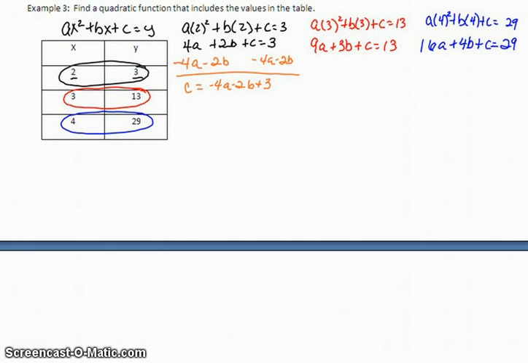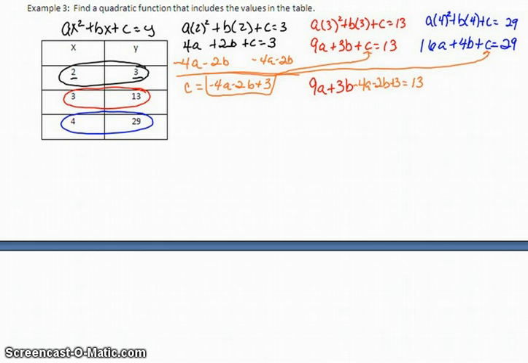Now, in my third step, I take this expression and substitute it in for c in these other 2 equations. Let's see how that looks. In my first equation, I will have 9a plus 3b minus 4a minus 2b plus 3 equals 13.